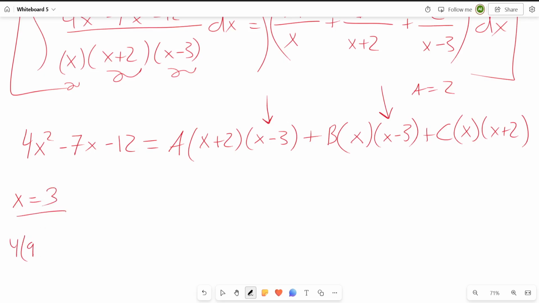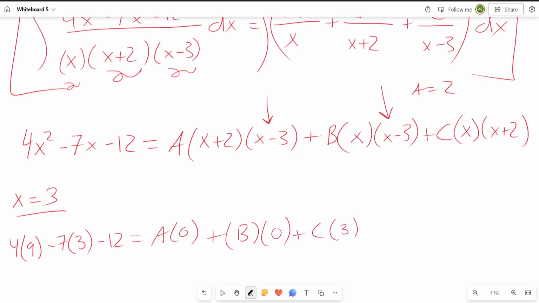So when x equals 3, we will have 4 times 3 squared, which is 9, minus 7 times 3 minus 12, equal to, this whole term is going to be a times 0, plus this whole term is going to also be b times 0, plus this is going to be c times 3 plus 2 is 5. So over here, I will have 4 times 9 minus 7 times 3 minus 12. This is going to give me 3 equals, this is 0, this is 0. 3 times 5 is 15. C. So c equals 3 over 15, which is 1 over 5.